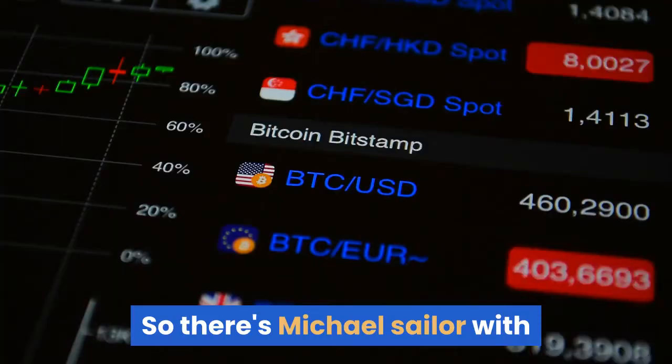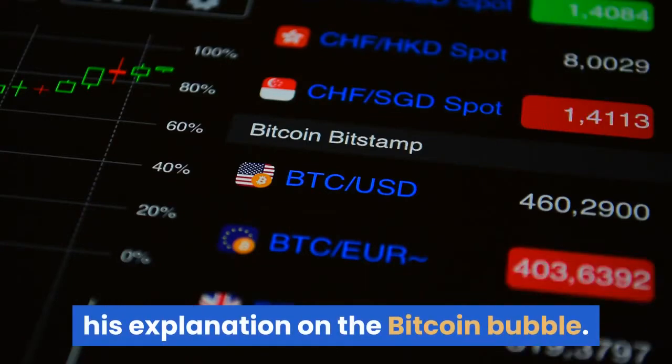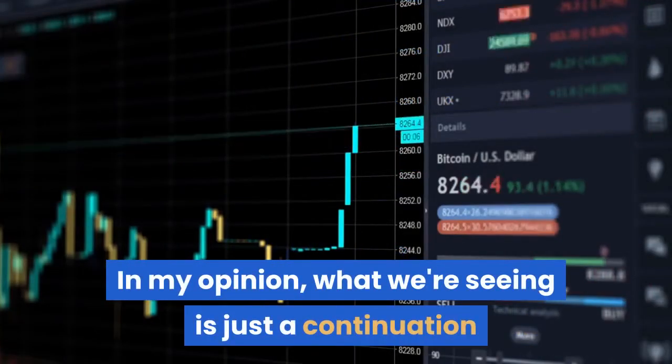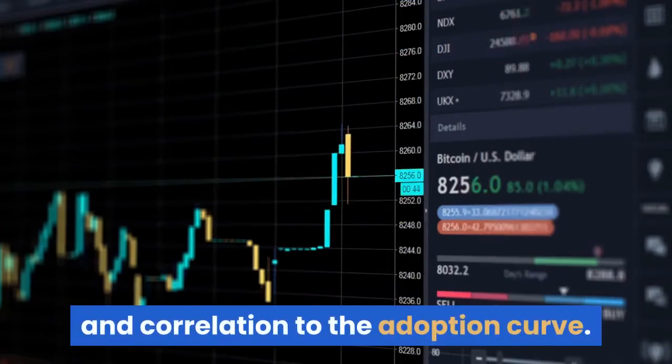So there's Michael Saylor with his explanation on the Bitcoin bubble. In my opinion, what we are seeing is just a continuation and correlation to the adoption curve.